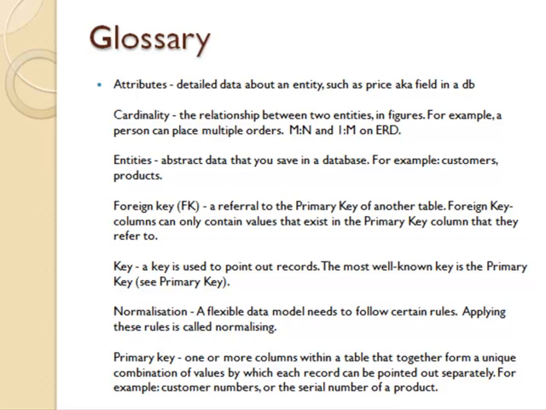Normalization is a flexible data model that needs to follow certain rules. Applying these rules is called normalizing. But you can get to the same result without even thinking about those rules. A primary key is one or more columns within a table, so you can have composite keys, that together form a unique combination of values by which each record can be pointed out separately. For example, customer numbers or serial number of a product, and so on.